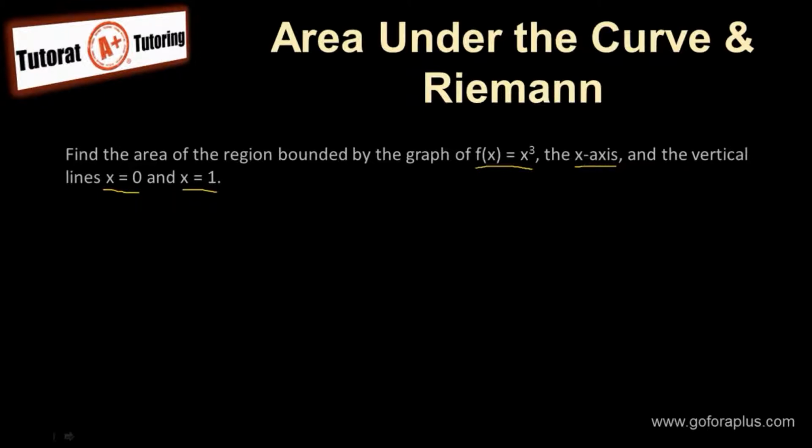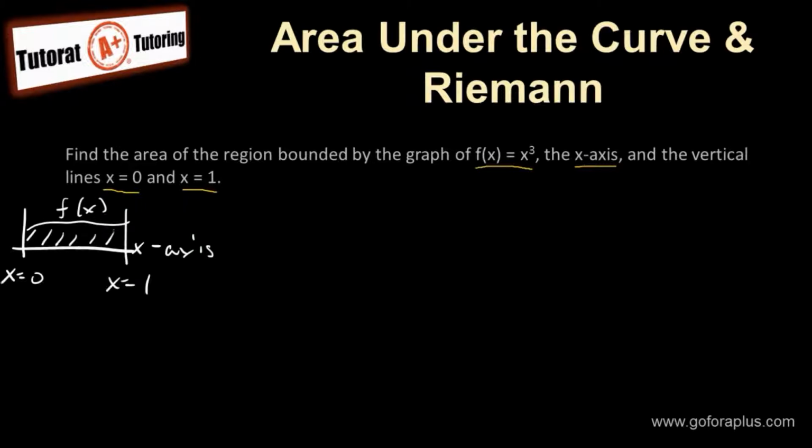It really means that you need to find the area bounded by x equal to 0 to x equal to 1. At the bottom, there is the x-axis. On top, there is the function f of x. So the area will be bounded by these four lines. There are two things that we need.